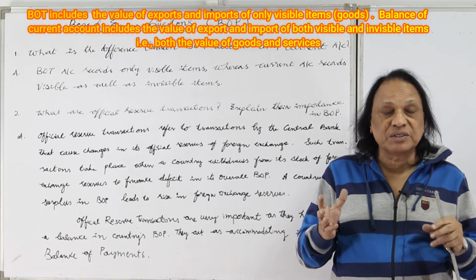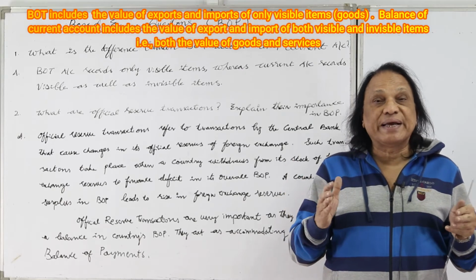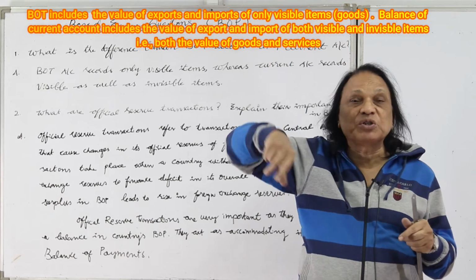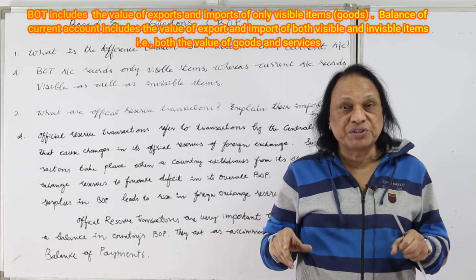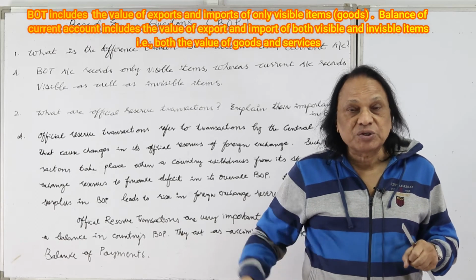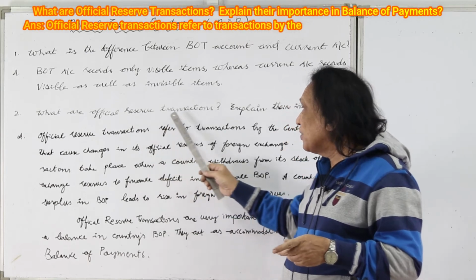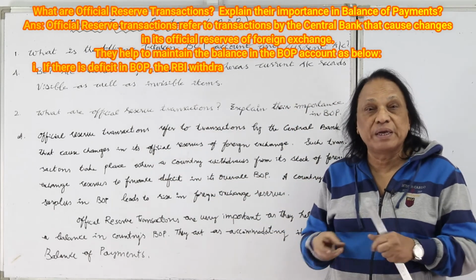So the one-sentence final answer will be: BOT includes only visible items, whereas current account includes not only the visible items but also the invisible items. That means it includes not only goods but also services. And the next question you have is, what are official reserve transactions? Explain their importance in BOP.